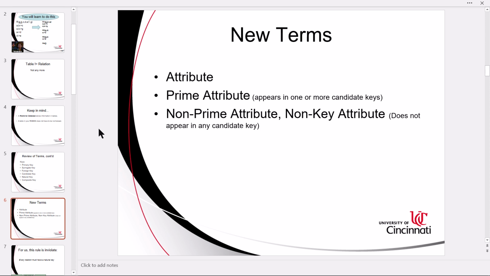If an attribute appears in one or more candidate keys, it's called prime. If an attribute does not appear in any candidate keys, it's non-prime or non-key. I typically say non-prime. This means that every attribute in every relation is either prime or non-prime. It cannot be both. It cannot be neither. It has to be one or the other.